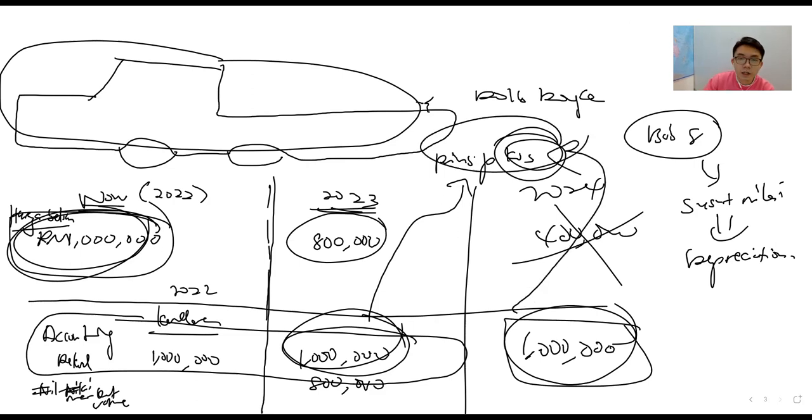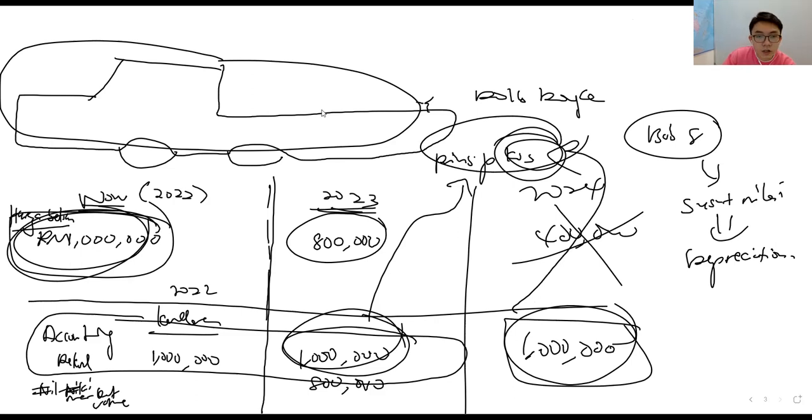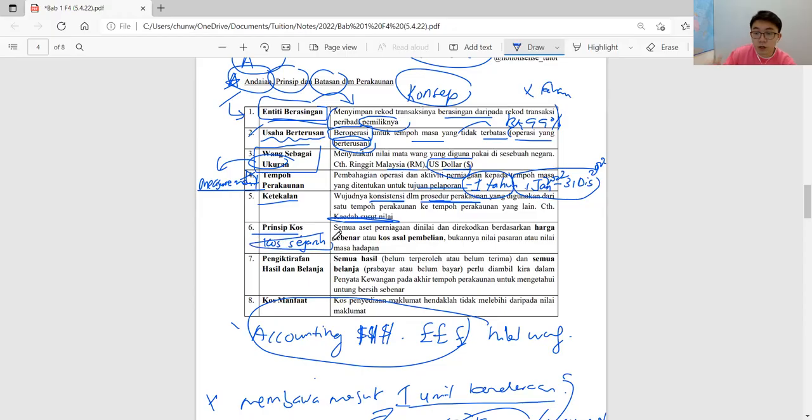That's why here I say that you can also call it a cost sejarah. What is cost sejarah? Sejarah meaning the history, kan? Apa yang telah berlaku, past tense, right? So what is the past? What is the nilai kos yang sejarah? 1 million yang saya beli. That's why the definisi here given is semua aset perniagaan dinilai dan direkodkan berdasarkan harga sepenuh atau kos asal pembelian.